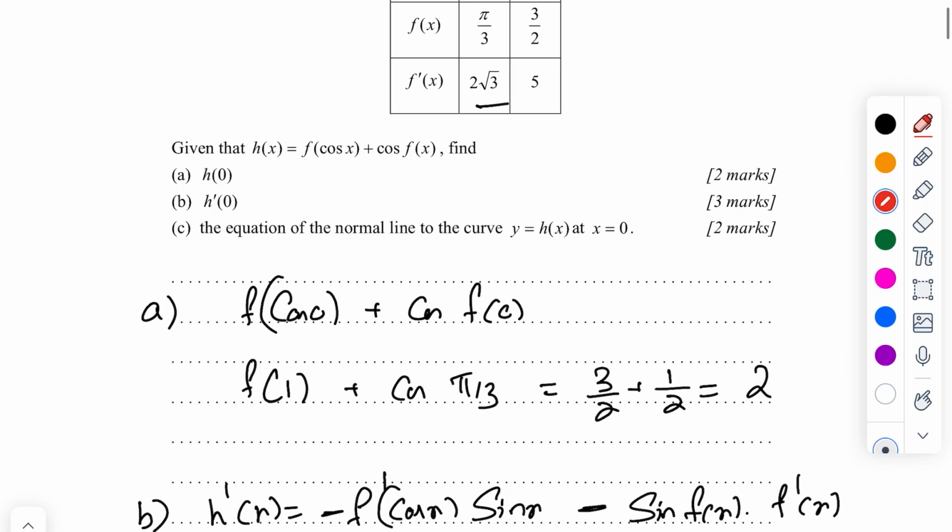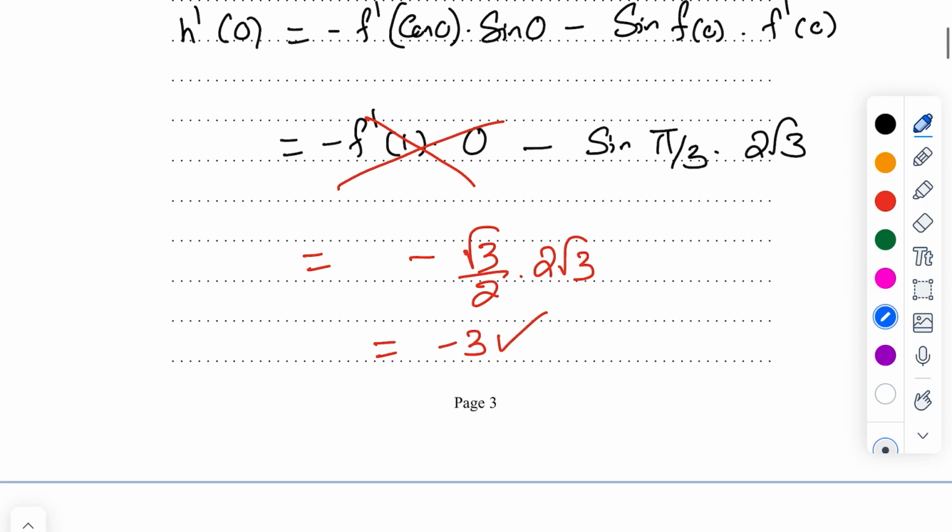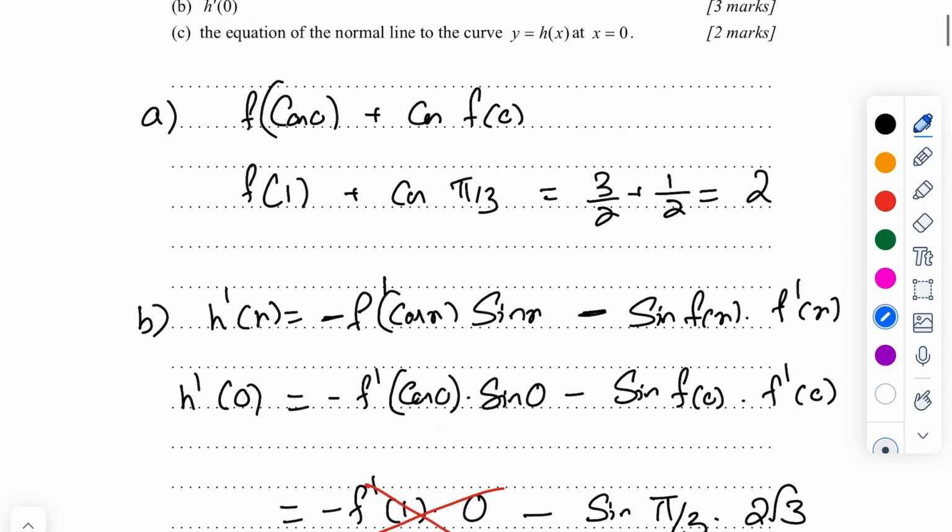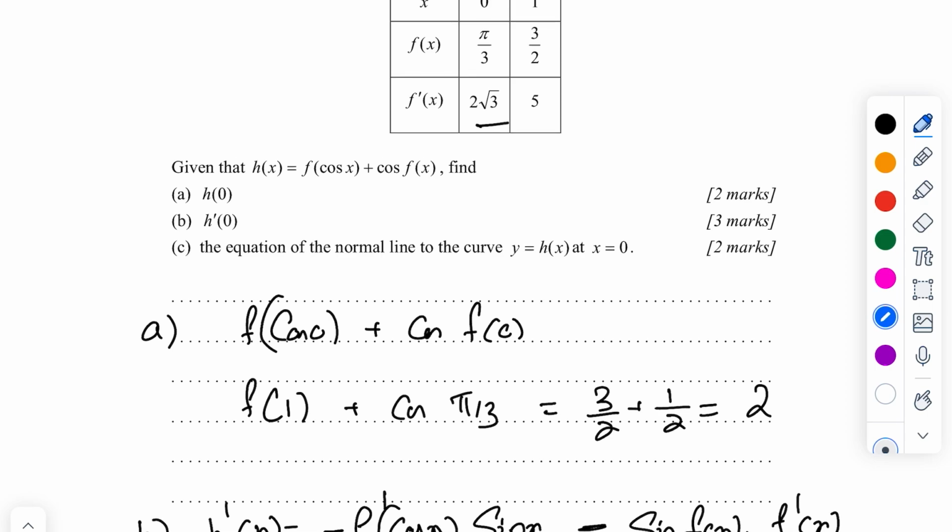Find the equation of the normal line. So this is the slope of the tangent. We know slope of the tangent is negative 3. So slope of the normal will be 1 upon 3. So the equation will be y minus y1. But do we know the x value and y value? As of now, we have to find out the y value also.